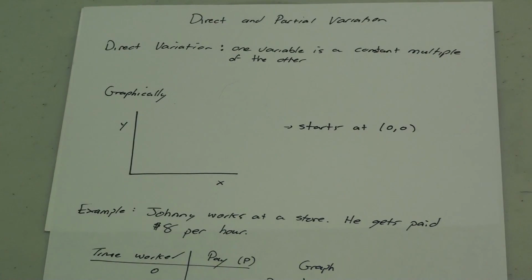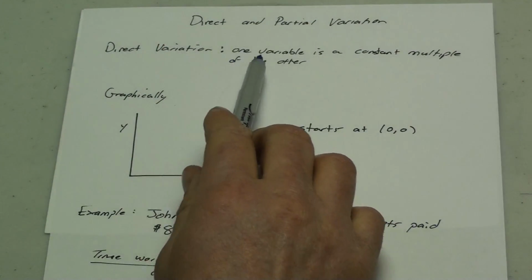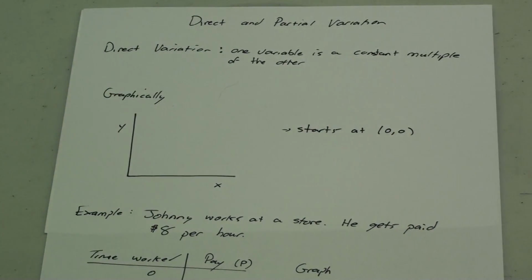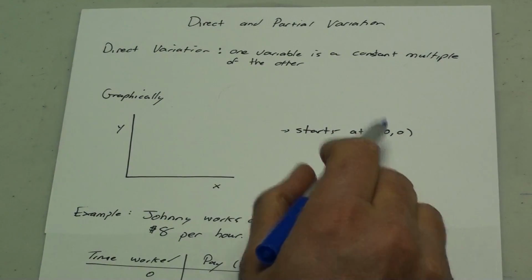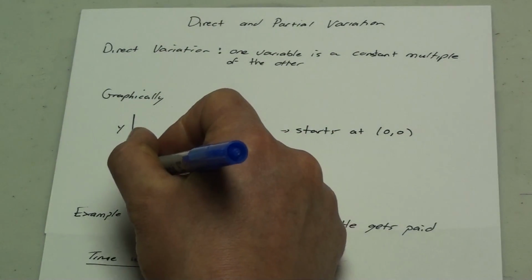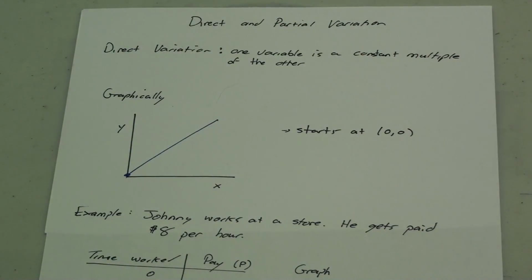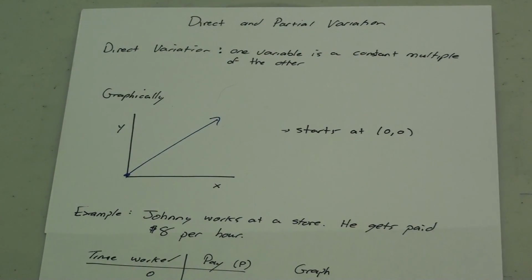Okay, this is a lesson on direct and partial variation. Direct variation is when one variable is a constant multiple of another variable. Graphically, direct variation will always start at 0, 0. So it'll start right at the origin and go up or down from there.